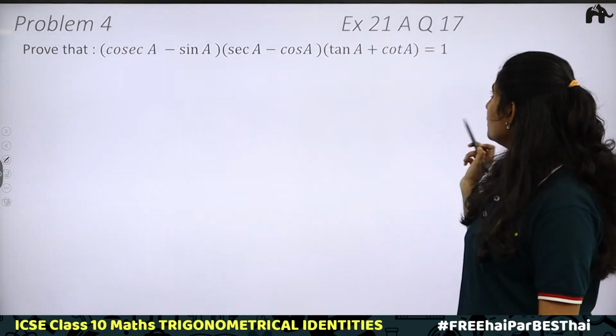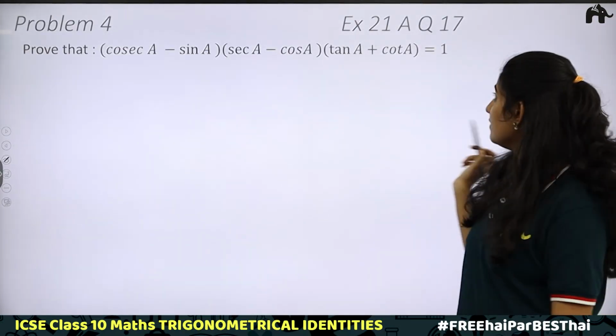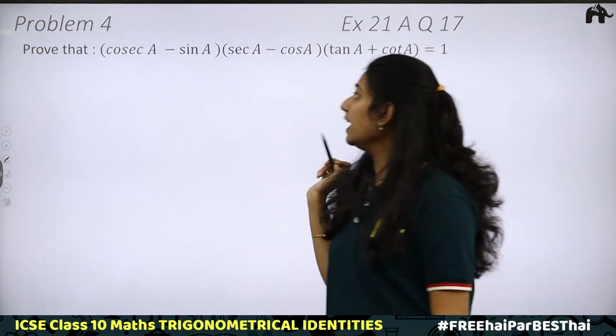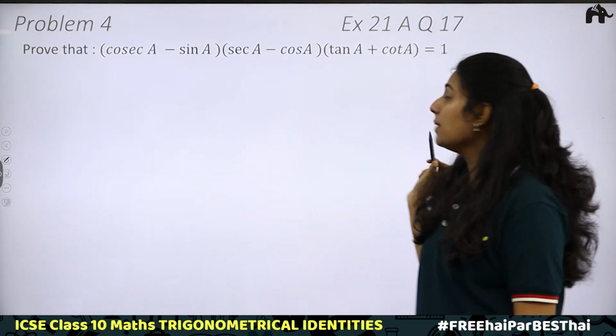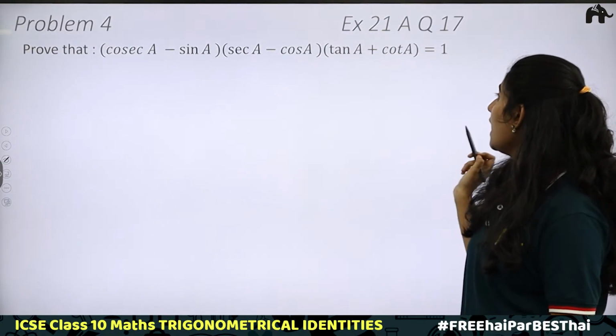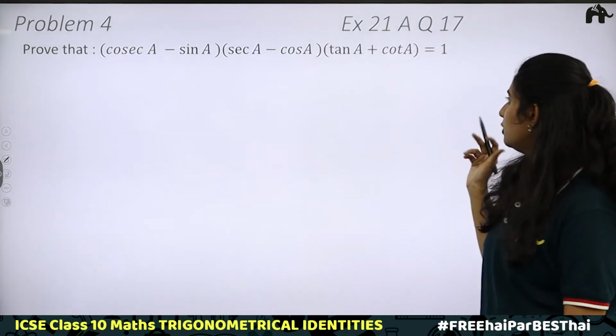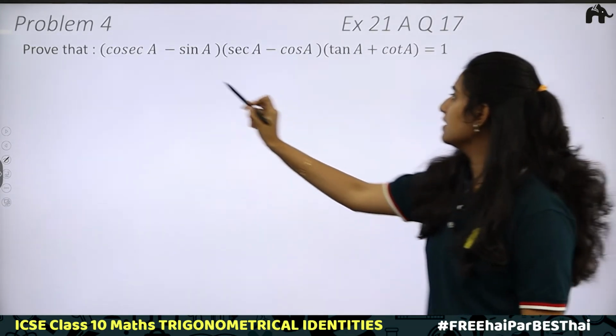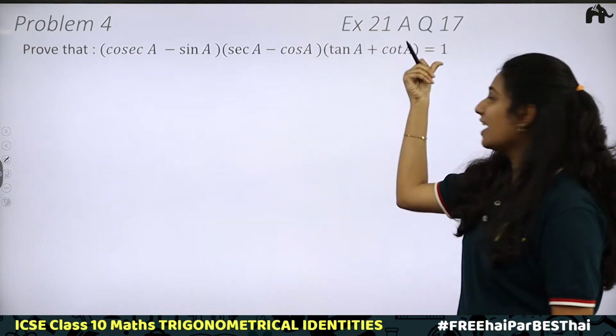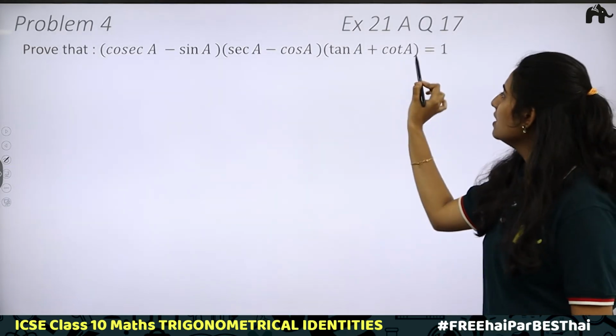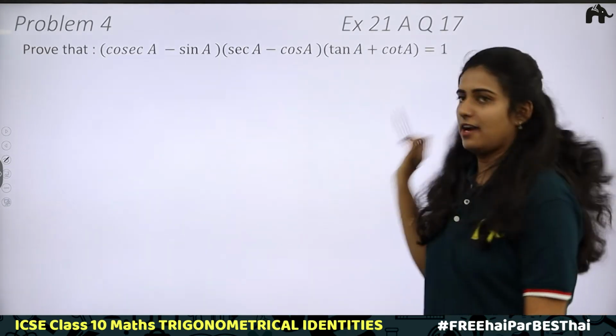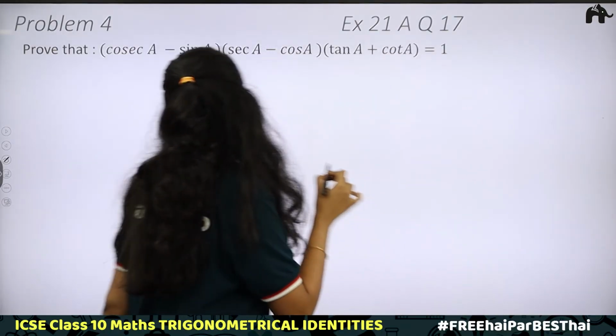Next, problem 4, question 17 of exercise 21A. Prove that cosec A minus sin A into sec A minus cos A into tan A plus cot A is equal to 1. Okay, here this is the left hand side and right hand side you only have 1. We have to solve this to get 1. Let us start. Left hand side.